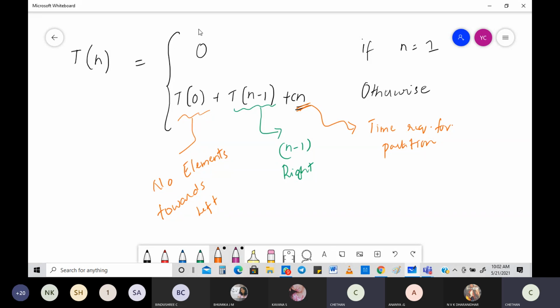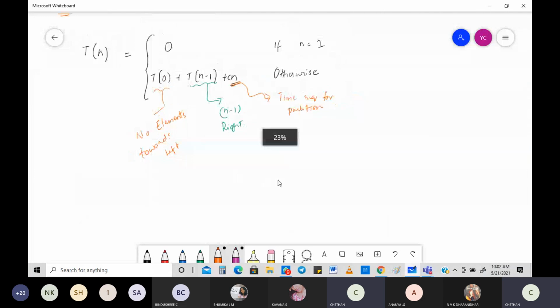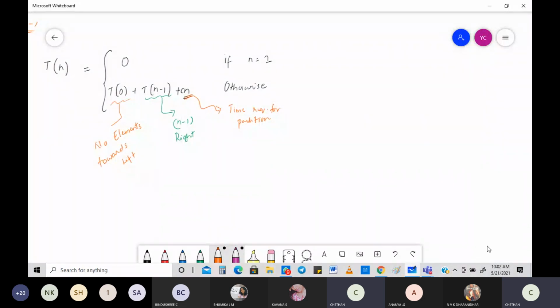Now you can see very clearly, the first one I'm not going to take, n is equal to 1, it is 0. You can't get anywhere from there. Obviously I need to take the second equation. So let's look into this and figure out what it is. T of n, the time complexity of the worst case scenario, is given by T of 0 plus T of n minus 1 plus Cn. This is what we got with regard to the equation.